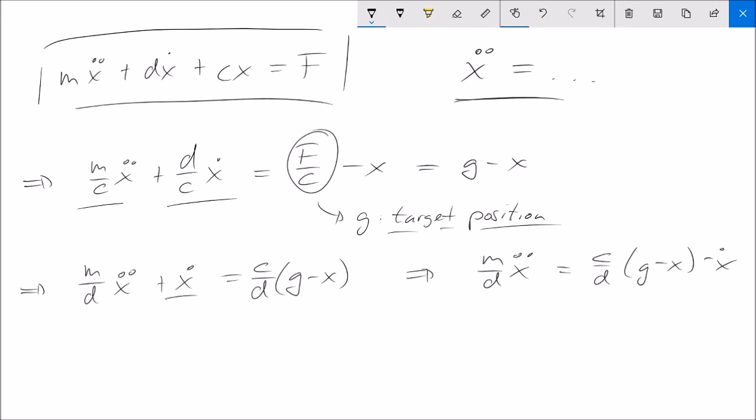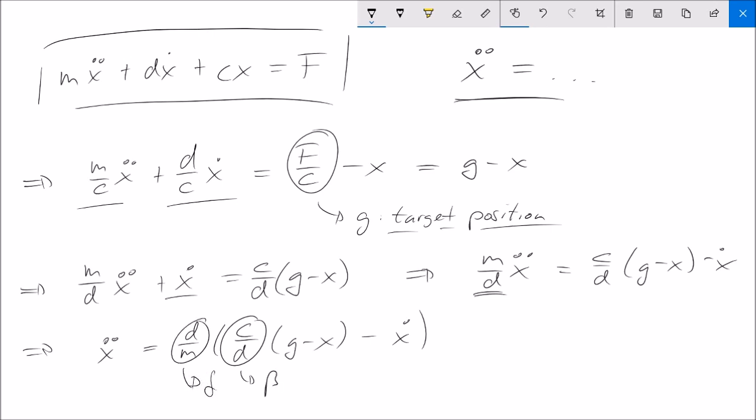On the last step we can simply divide this term by this. So we get in the end x dot dot is equal to d divided by m multiplied by c divided by d multiplied by g minus x, minus x dot, close the bracket. In order to have a real parameterized trajectory generator, we can simply redefine our parameters. We can call that beta, and this term alpha. These are parameters which define, for example, the stiffness and the damping of our parameterized trajectory generator.